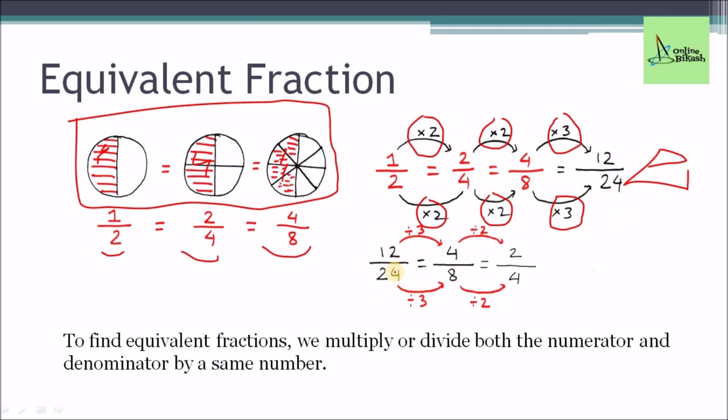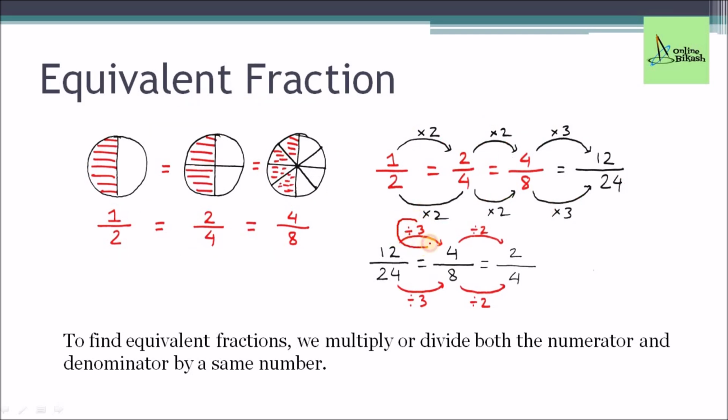Now similarly, let us take 12 by 24. This is also a fraction, and if we divide both the numerator and denominator by 3, then what we will get? 3 4s are 12, so 4 will be the answer, and 3 8s are 24, so 4 by 8. 4 by 8 is also equivalent to 12 by 24. Similarly, if you divide now both the numerator and denominator by 2, then we will get 2 2s are 4, so 2, and if we divide 8 by 2, then 4. This 2 by 4 is also equivalent to 4 by 8.